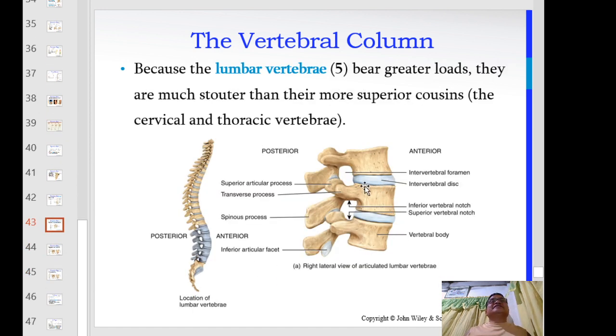So this is the intervertebral disc, which is made up of fibrocartilage. This is a foramen, transverse foramen, or intervertebral foramen. The transverse foramen refers to the cervical region, because it is a hole in the transverse process.